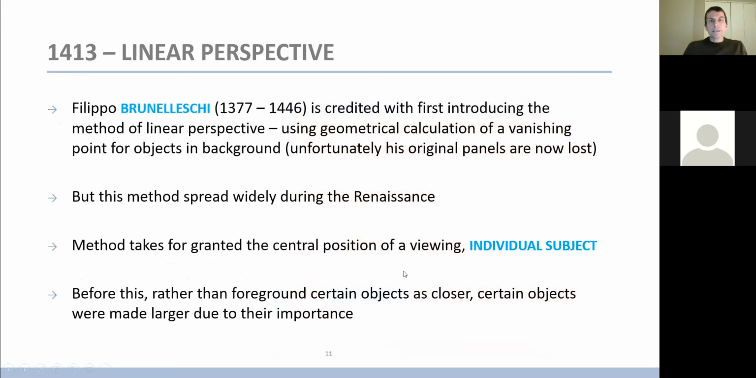But what happens is this character, Filippo Brunelleschi, is often credited with first introducing this notion of linear perspective. So he uses this kind of geometrical calculation, those lines coming from the corners of the canvas to a vanishing point in the middle in order to determine where things should fade off in the distance. Unfortunately, we don't have his original panels as examples of his method, but the method spread very widely and very quickly. After people saw it, they saw it as a realistic way in which we see things in terms of their three dimensions.